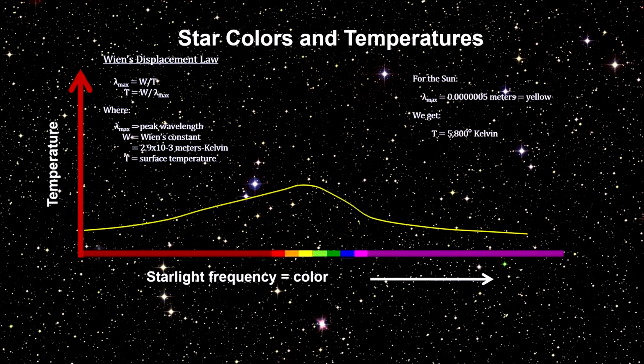Now that we know star temperatures via their color and luminosity via their parallax distance, we can build a diagram I mentioned in the introduction.